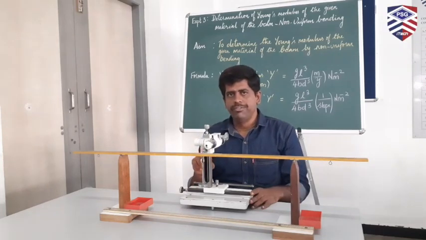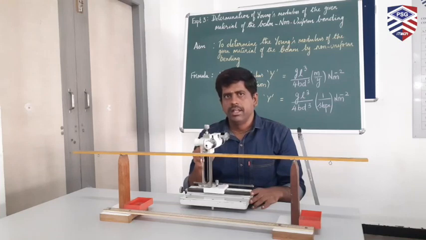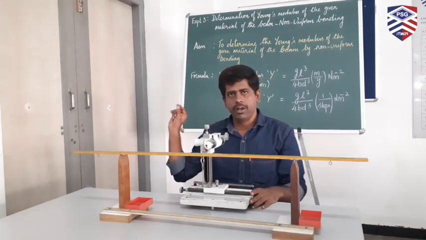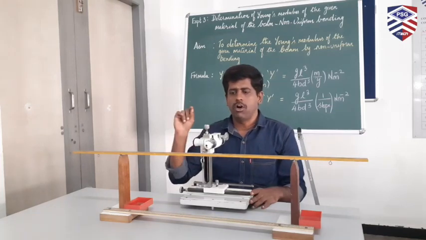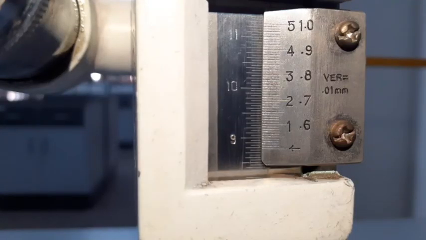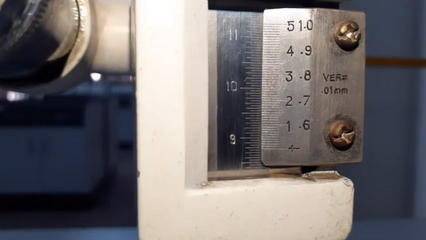Now I will first be taking the reading of the main scale and the vernier scale coincidence, and we will be recording it in the loading part for W. Now let us see how to take the reading in the vertical scale of the traveling microscope.